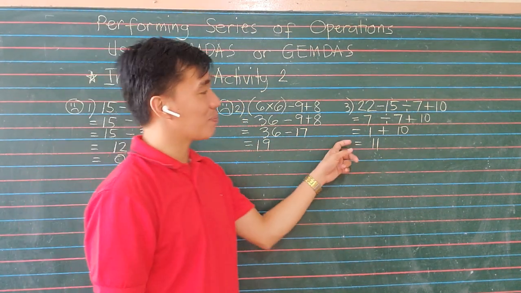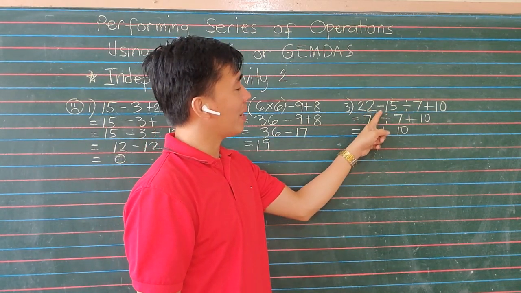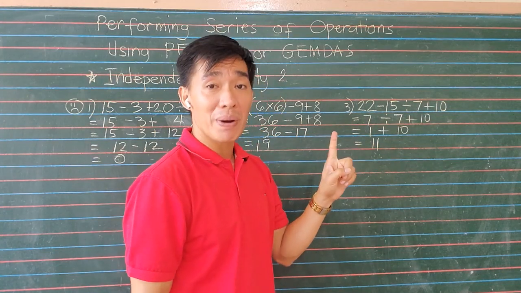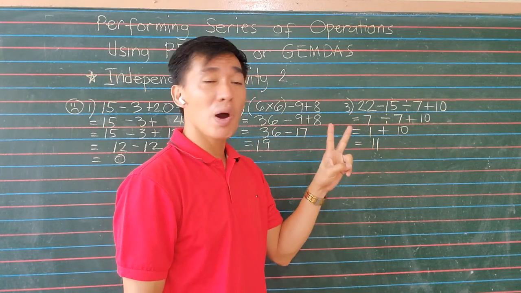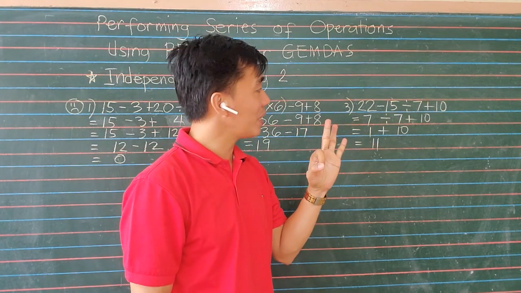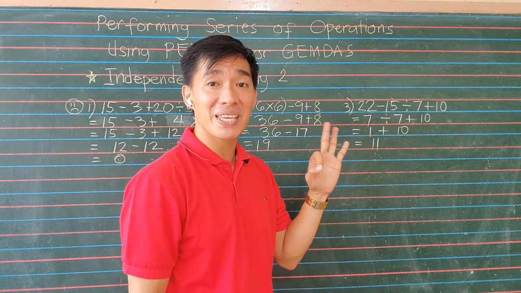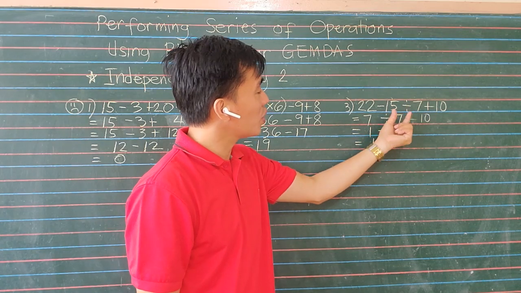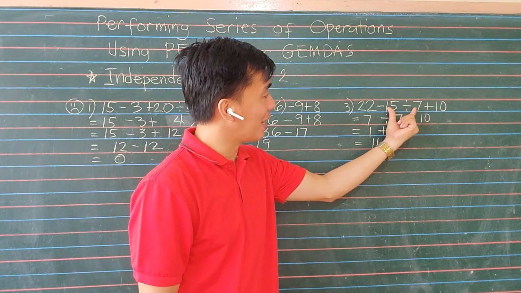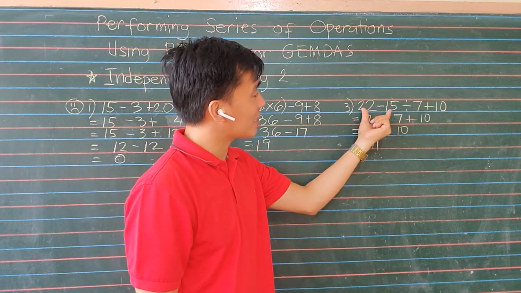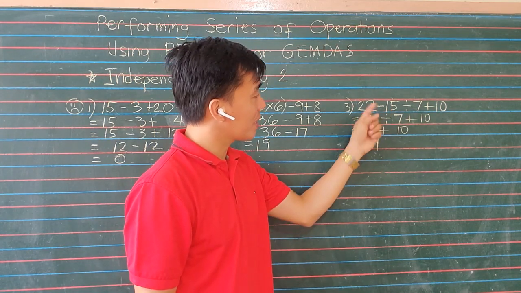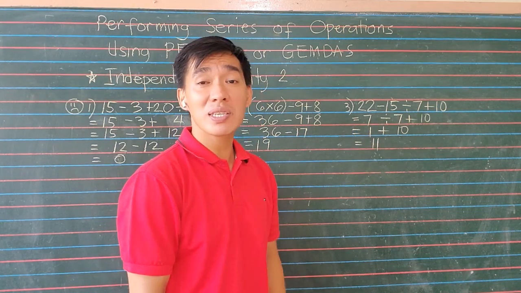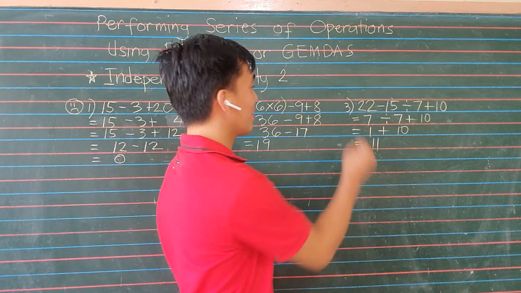Let's proceed to item number 3. 22 minus 15 divided by 7 plus 10. No parentheses or grouping symbols. No exponent. Step number 3, multiplication or division. We do have division here. So you divide 15 by 7. In this case, it was subtracted first, 22 minus 15, which is equal to 7. So the solution is not correct. So it's a sad face.